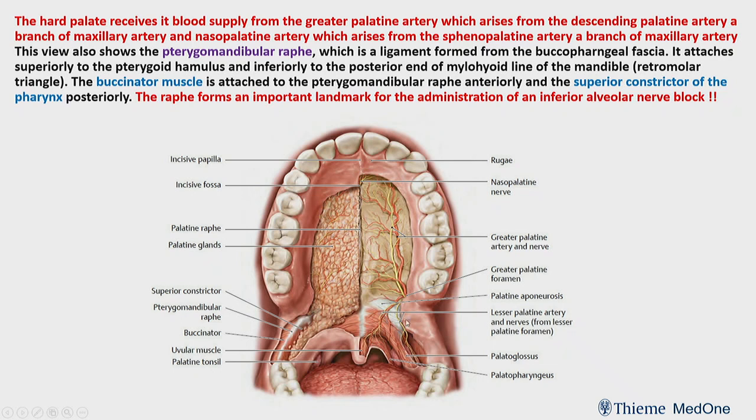And this is a very important landmark, again, for dentistry, for the administration of the inferior alveolar nerve block at the mandibular foramen on the internal surface of the ramus of the mandible, which is a very important landmark for how to apply the anesthetic solution in this area.